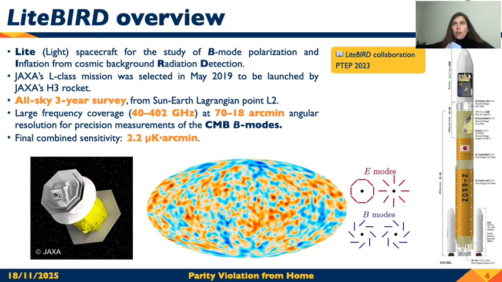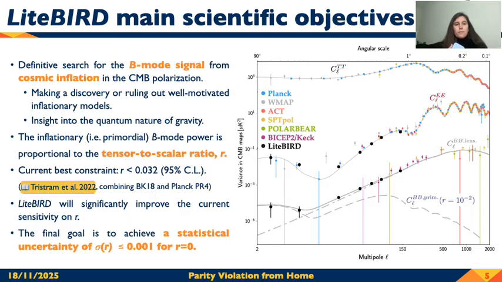And overall, the expected sensitivity is on the order of 2.2 microkelvin per arcminute, which for comparison with other experiments is 30 times better than Planck's HFI polarization. So the main goal of LiteBIRD is actually the detection of primordial B modes. If detected, that would constitute a smoking gun for inflation. And if we don't detect it, LiteBIRD will be able to rule out many well-motivated inflationary models.